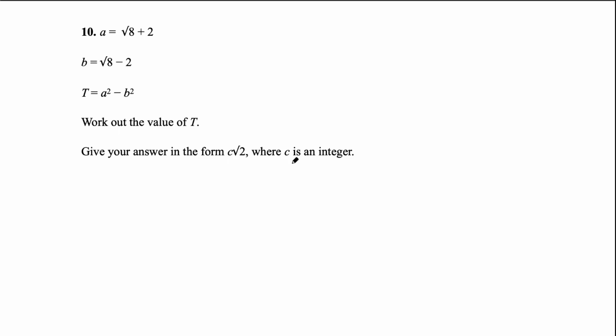At the beginning here, they're a little bit less challenging. All right, question 10. A equals root 8 plus 2, B equals root 8 take 2, T equals A squared take B squared. Work out the value of T, give your answer in the form C root 2, where C is an integer. So this is a substitution question. We're going to have to take these values, substitute them into this formula here to work out T.